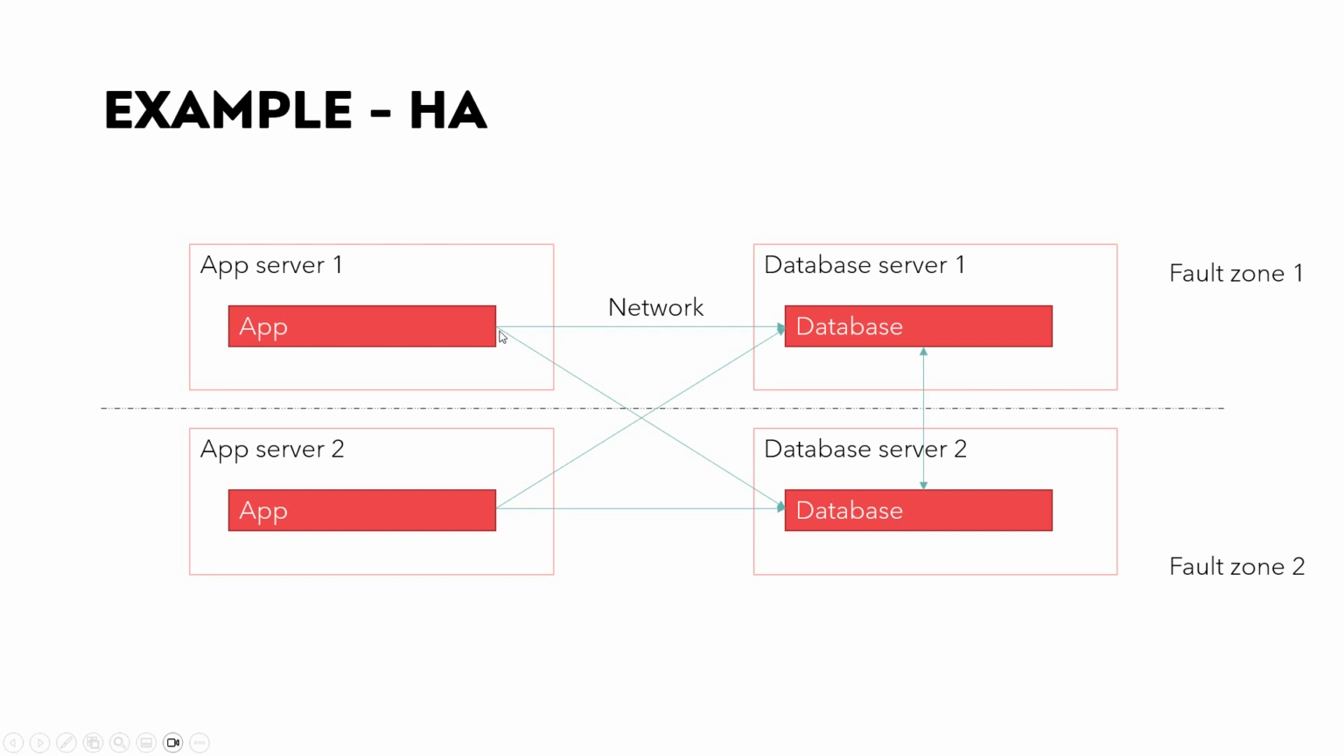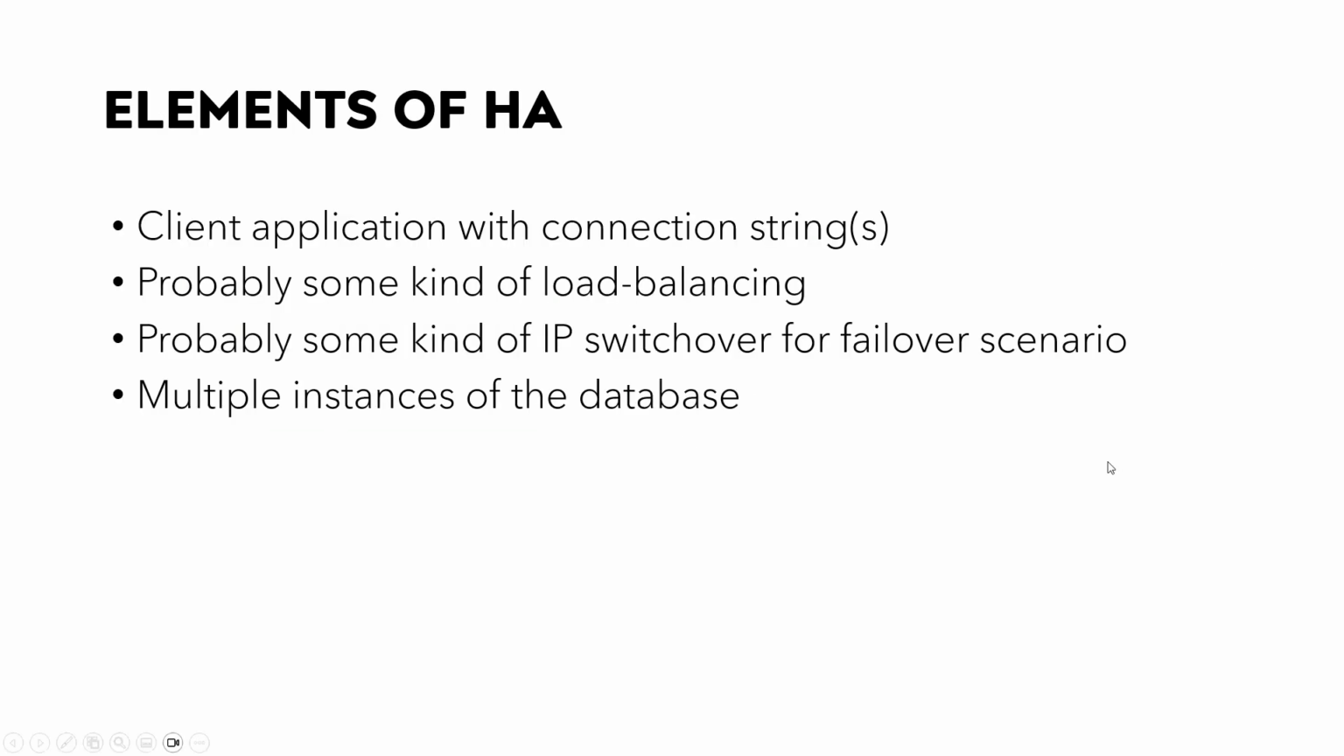And in this case, we're showing a network where the application itself is aware of multiple database servers, and this application is also aware of both of those servers. So in this example, it's actually up to the application itself to be able to deal with the fact that one or more of these other databases might go offline, and it needs to be able to cope with that. So the sorts of things we've just seen in this diagram, we're going to have a client application with one or more connection strings. We've probably got some kind of load balancing.